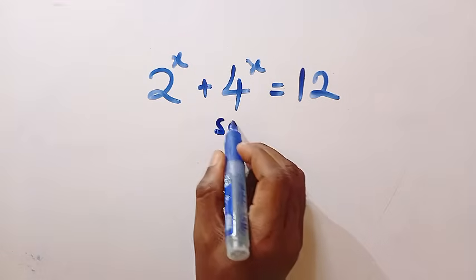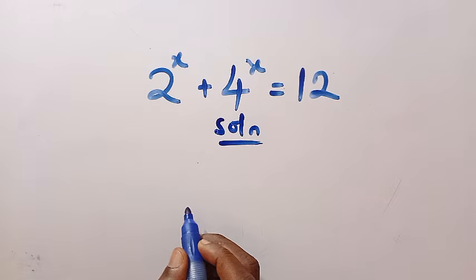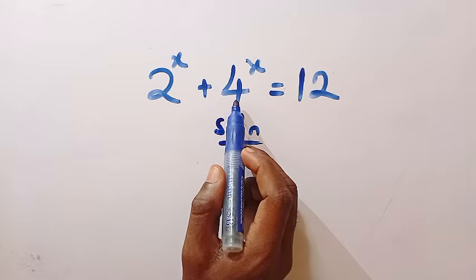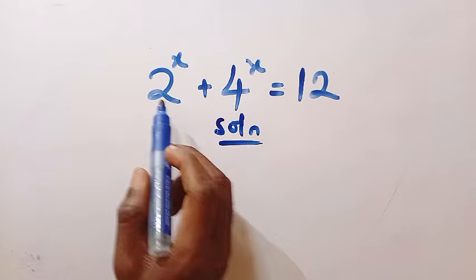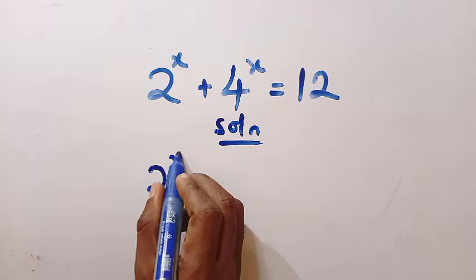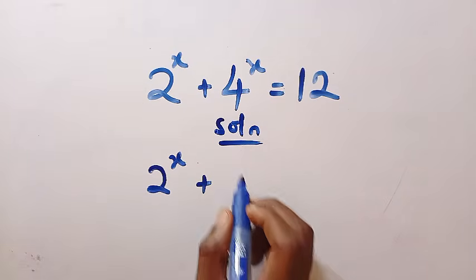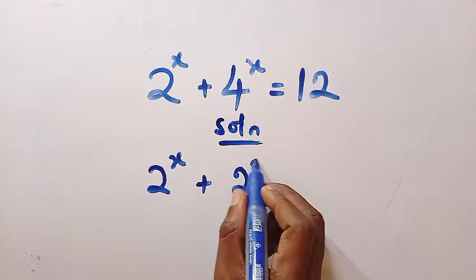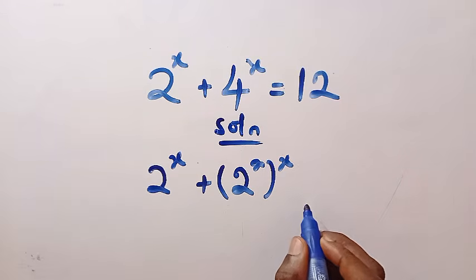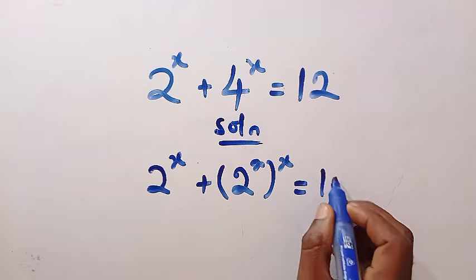The first is we consider the solution. Since we need a value of x, first we express this 4 as a base of 2. If we write this as 2 power x, then plus 4 is 2 power of 2, all raised to power of x, equals 12.